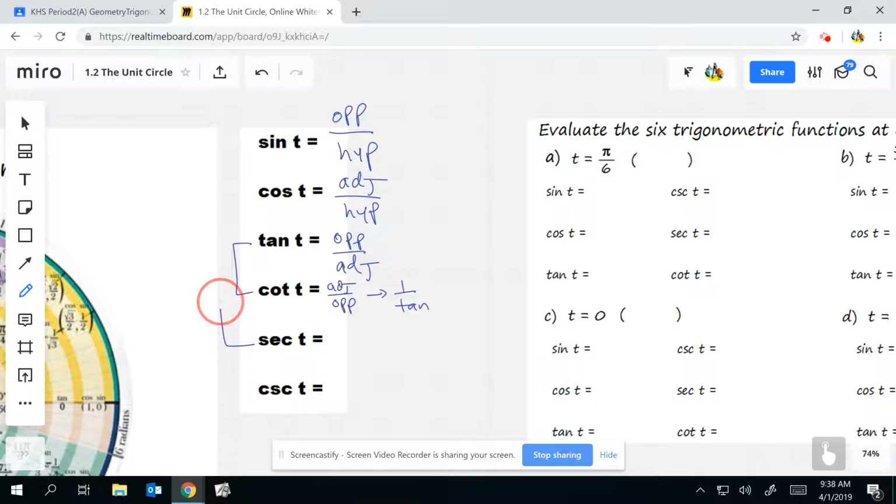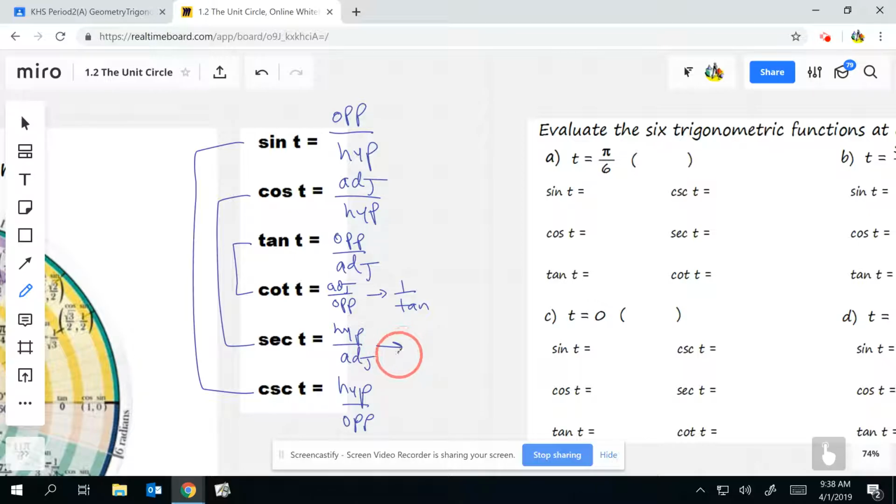Secant is going to be reciprocal to cosine. So it's going to be hypotenuse over adjacent. And your cosecant is going to be reciprocal of sine. So it's going to be the hypotenuse over the opposite. Your secant, you could just put 1 over cosine. Your cosecant would be 1 over sine.